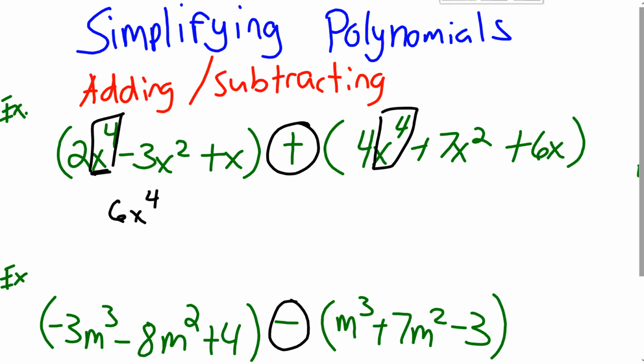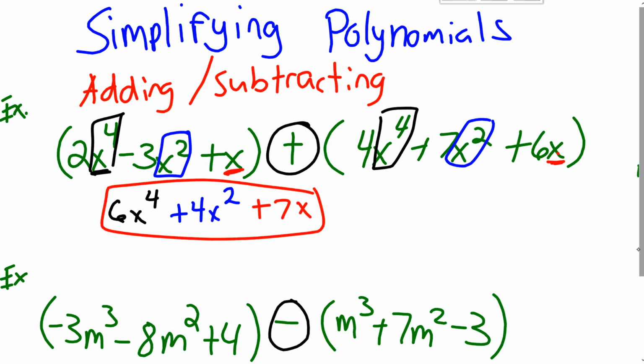Then I look at my x squareds. There's 1x squared here, so 7x squared and negative 3x squared is 4x squared. I have a plain x and I have a plain x, so 1x plus 6x is 7x. Positive 7x. There's adding that polynomial.